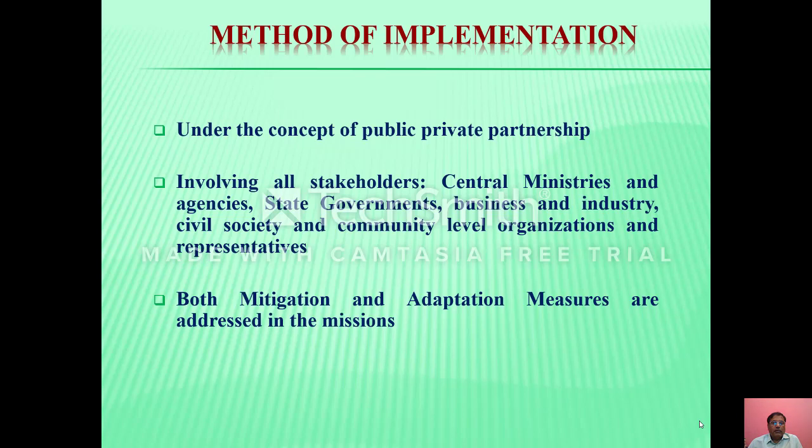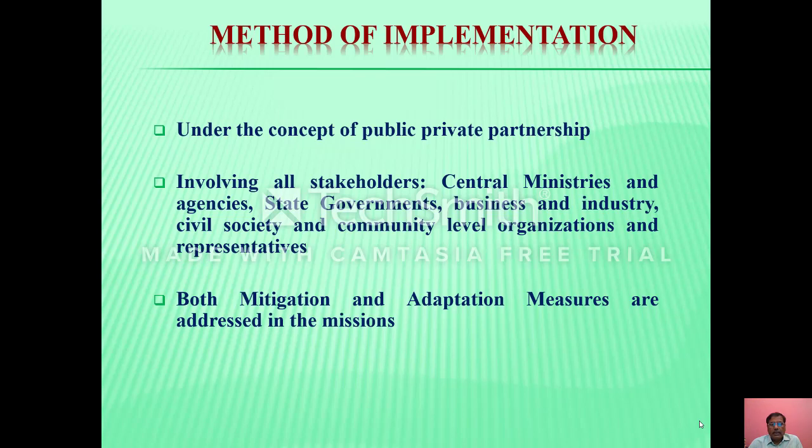When we try to understand the method of implementation for these adaptations, these are considered as following. Under the concept of public-private partnership, these adaptation measures can be implemented involving all stakeholders, for example, central ministries and agencies, state governments, business and industry, civil society, and community level organizations and their representatives at one go in various adaptation programs. The programs can be implemented more successfully. So, all stakeholders have to be motivated, and their involvement in a very managed way can help in a better implementation of the adaptation policies.